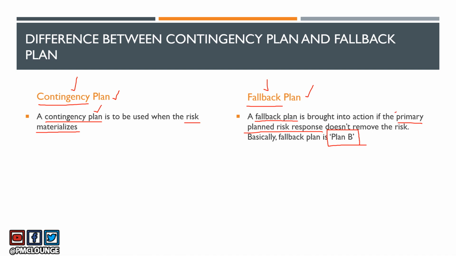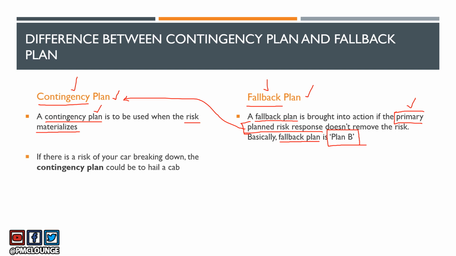Now, one of the primary planned risk responses could be the contingency plan itself. There could be other primary planned risk responses, and I will digress too much if I go into details of that. But understand the fact that a risk will always have a primary planned risk response. One of those primary planned risk responses is the contingency plan. Now, if the contingency plan fails, then you are going to deploy the fallback plan or the plan B.